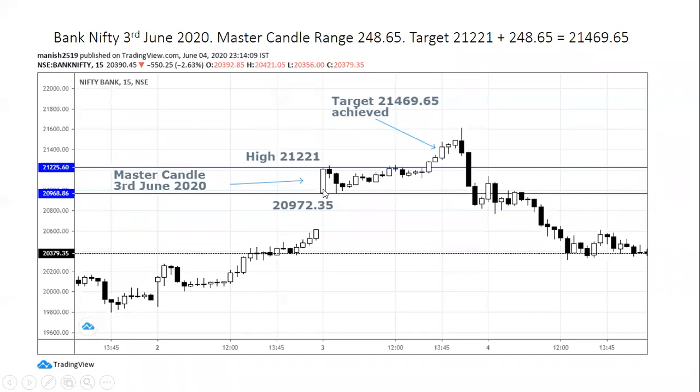Now next step, you need to calculate the range of this master candle. How to calculate range? High minus low. When you do this calculation, high minus low, you will get a range of 248 points. This means after market opening, in the very first 15 minutes, we got a 248 points move in Bank Nifty. Now this 248 points move is a very big move, given that you got this move in first 15 minutes only.